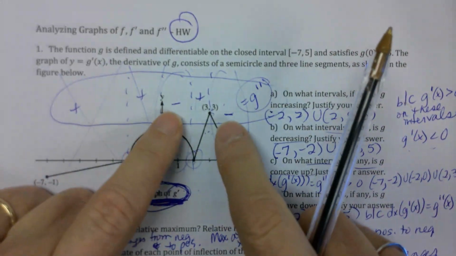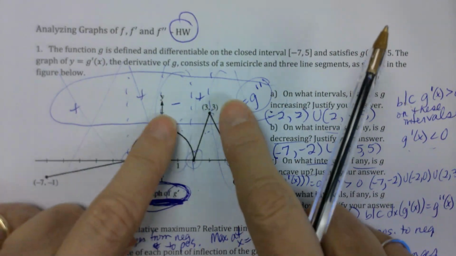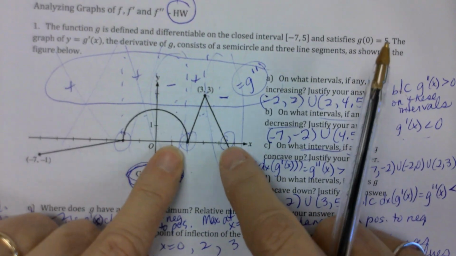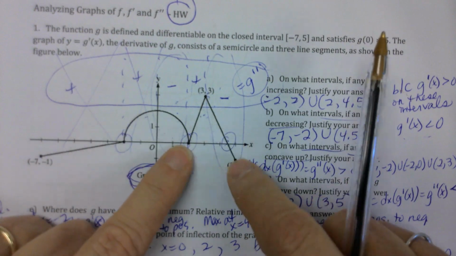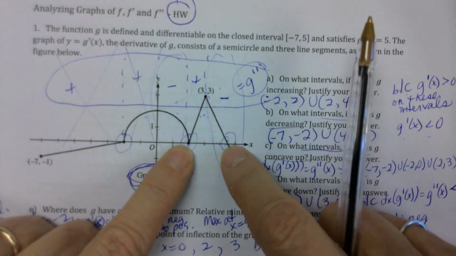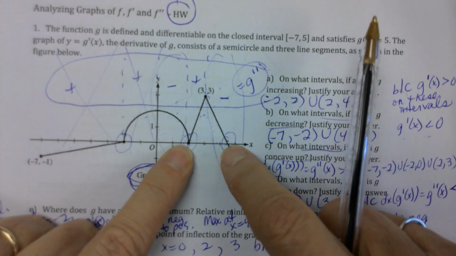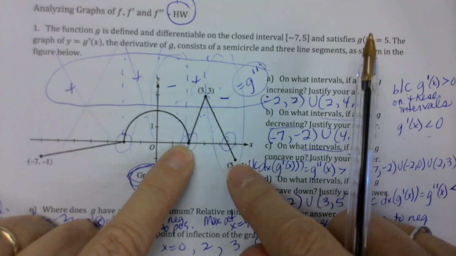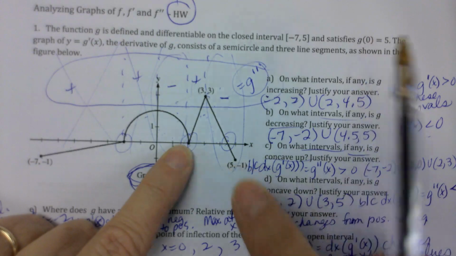This one's out, this one's out, this one's out. We're only looking at this interval and this interval, right? And they're both above the x-axis, so they're both greater than 0. Except it's above the x-axis from 0 to 2, and 3, it stops here at 4.5. It would have gone all the way to 5, but 4.5 to 5 is below the x-axis.